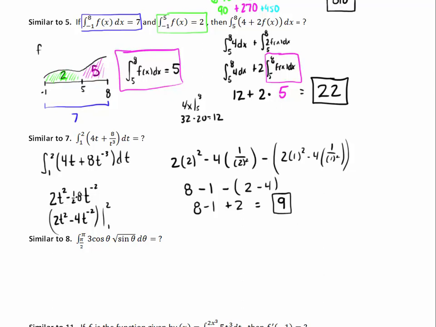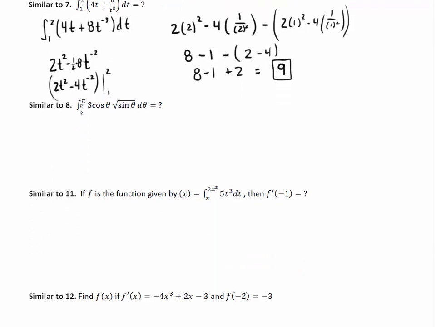All right, next problem. This one is similar to question number 8. This is a definite integral, but with a little bit more confusing integrand right here. So we're going to want to use substitution on this. Here's the inside right there, sine of theta, so let's set that equal to u and see what happens. So u equals the sine of theta. The derivative of u with respect to theta is equal to the derivative of sine, which is cosine of theta.